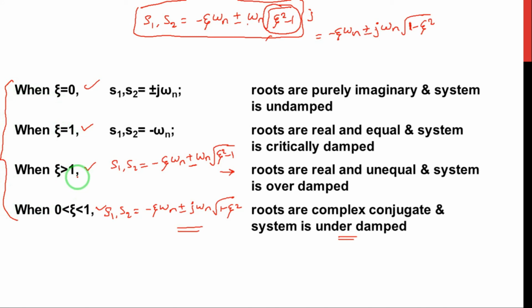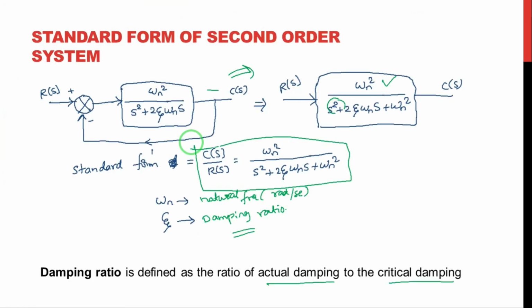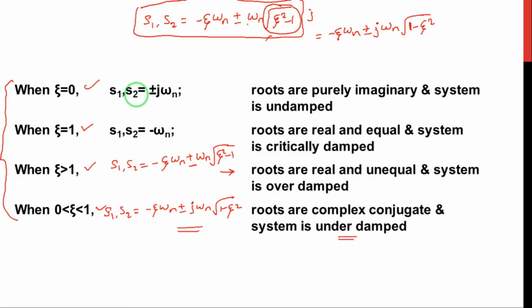In the same way, depending on the roots, even when we know only the roots, we can conclude the system type. Okay guys, this is some basic idea about the second order system, I mean the transfer function of the second order system. In the next lecture, we will discuss individually the 4 cases about the response of the second order system.